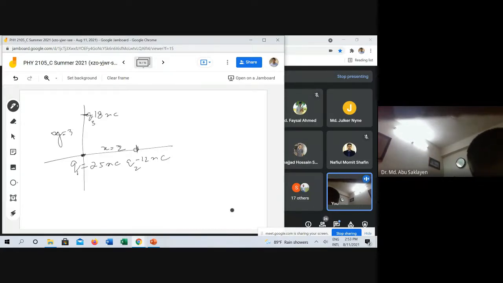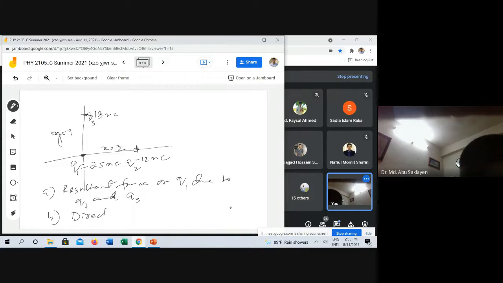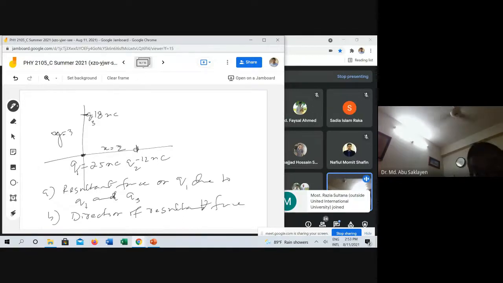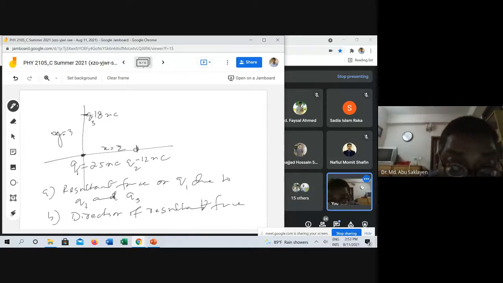What is the resultant force? Force on Q1 due to Q2 and Q3. এই যারা যে বলছিলা যে অন দ্য ওয়ে, তারা কি অন দ্য ওয়েতেই আছো? Do you understand the problem?